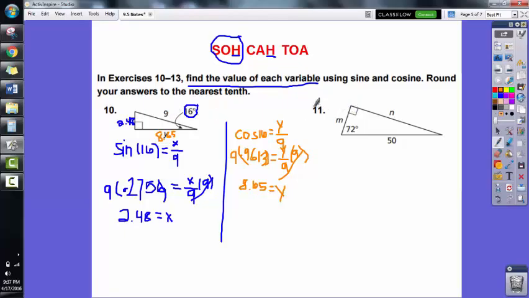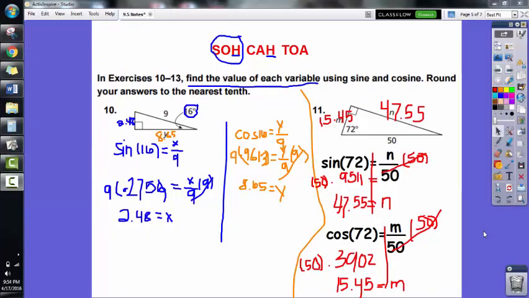Go ahead and try number 11 on your own, and when you are done, resume and you can check your answers. So for number 11, you should have got m is about 15.45 and n is about 47.55. You could be within half a unit because of the way you rounded.